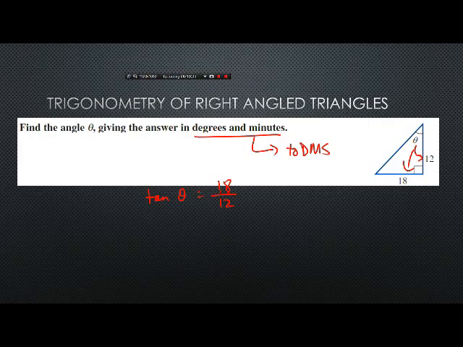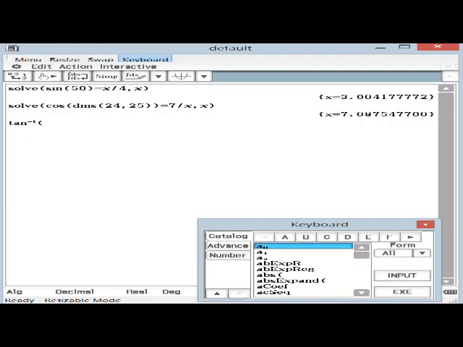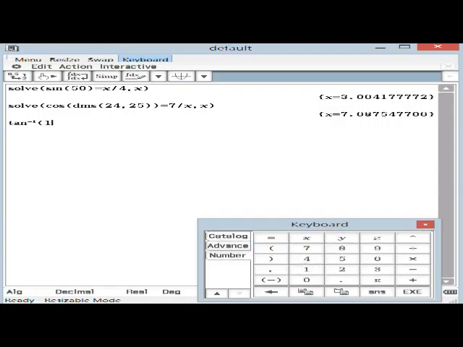First thing we need to do is rewrite this. So tan theta, we're trying to find the angle, so we're going to rewrite it as theta is equal to tan inverse of 18 over 12. That means when we're putting it into the calculator, we put in tan inverse, and then 18 over 12.